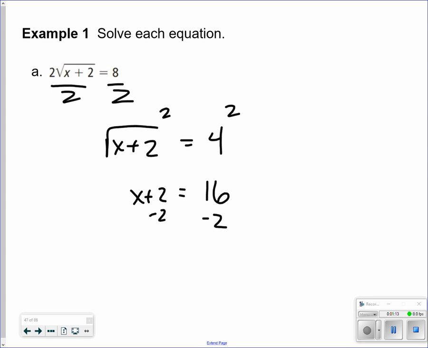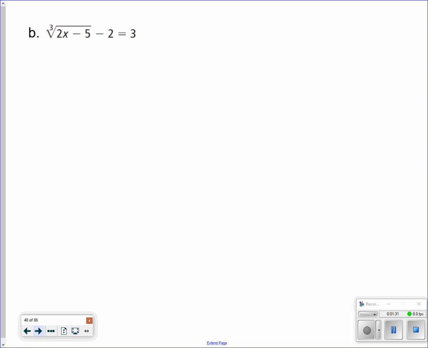Now, subtracting 2, x would equal 14. When I plug 14 into this equation, it works because 14 plus 2 is 16. The square root of 16 is 4, and 2 times 4 is 8. So again, squaring both sides to get rid of a square root.